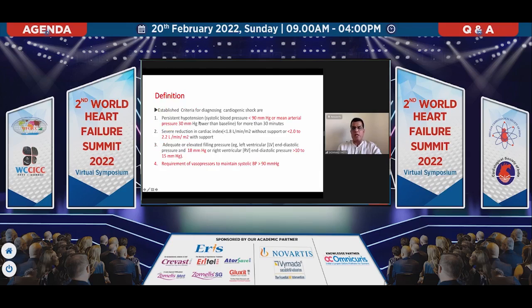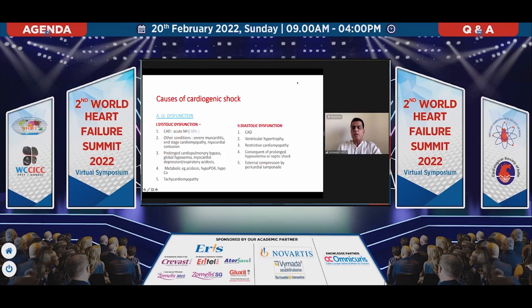What are the established criteria? Basically, hypotension when the blood pressure is less than 90, or the mean arterial pressure 30 millimeters less than the baseline, remaining for more than 30 minutes. And if you go by cardiac index, less than 1.8 liters per minute per square meter without support, and less than 2 with support, and elevated filling pressure, like the LVEDP around 18 and the RVEDP about 10 to 15. And there is a requirement of vasopressors to maintain the systolic blood pressure of more than 90.